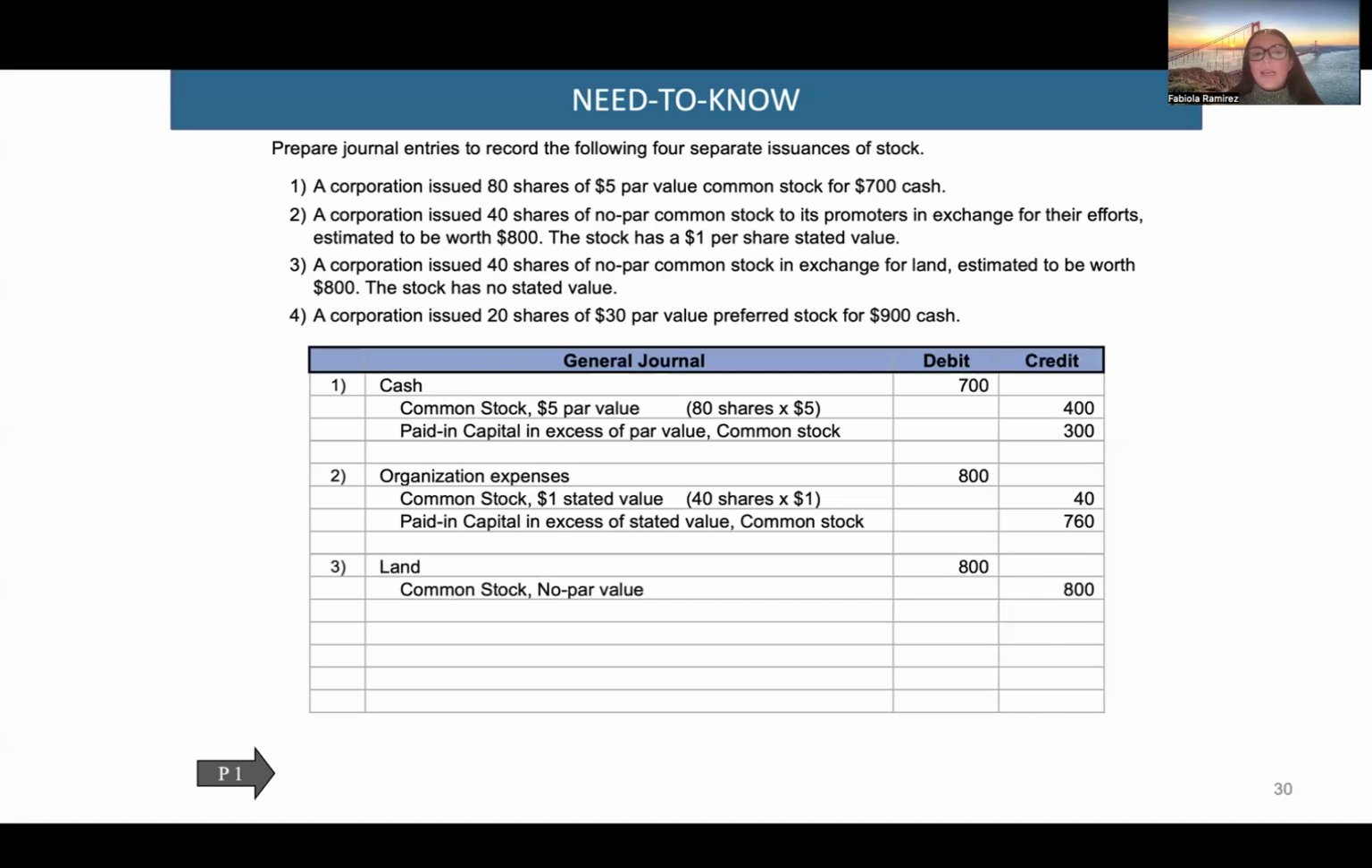In example number 3, a corporation issued 40 shares of no par stock in exchange for land, estimated to be worth $800. The stock has no stated value. In this example, you will debit land and you will credit common stock for $800. Lastly, a corporation issued 20 shares of $30 par value preferred stock for $900 cash. Again, you will debit cash for the amount of cash received. You will credit preferred stock for its par value, and you will credit the remainder to the APIC account.